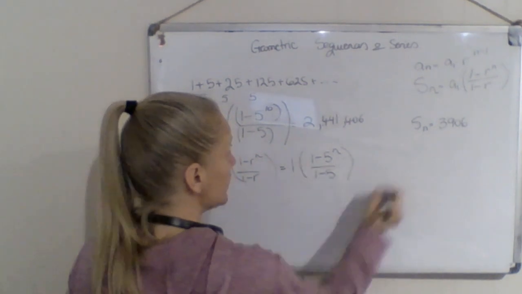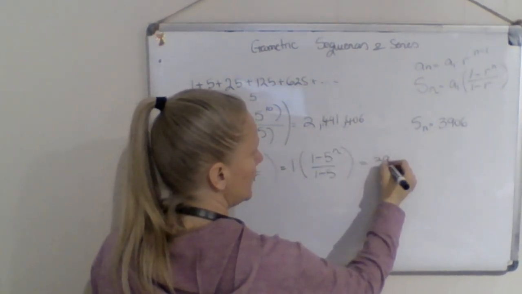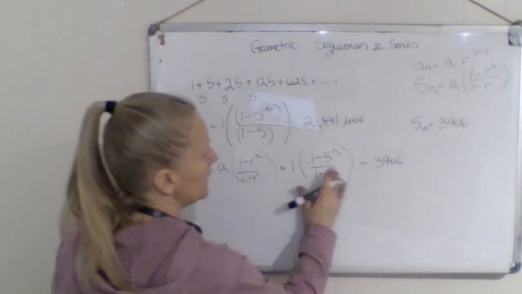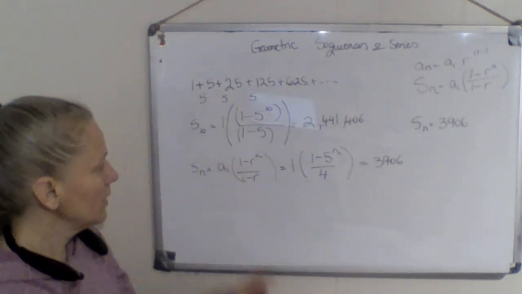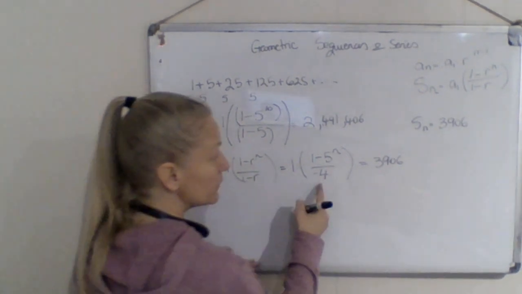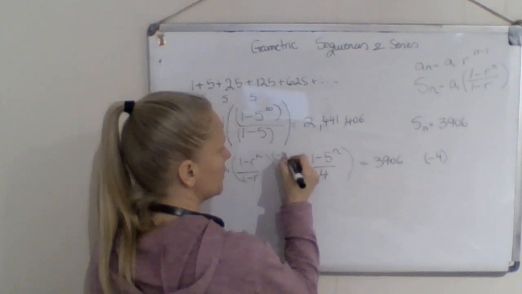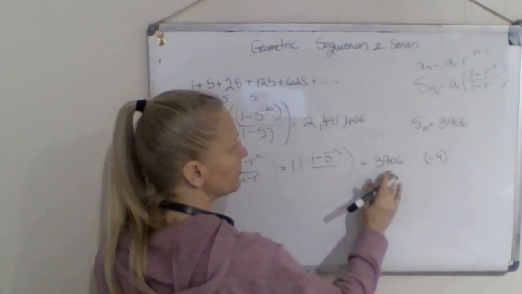And I know that this whole sum should equal 3,906. I don't have a lot of room, so I'm going to go ahead and write this as a 4, because I need that as a 4. Negative 4, I'm sorry. 1 minus 5 is negative 4. I need to get rid of that negative 4, which means I'm going to multiply it over here and over here. This goes away, so I can get rid of it, right?